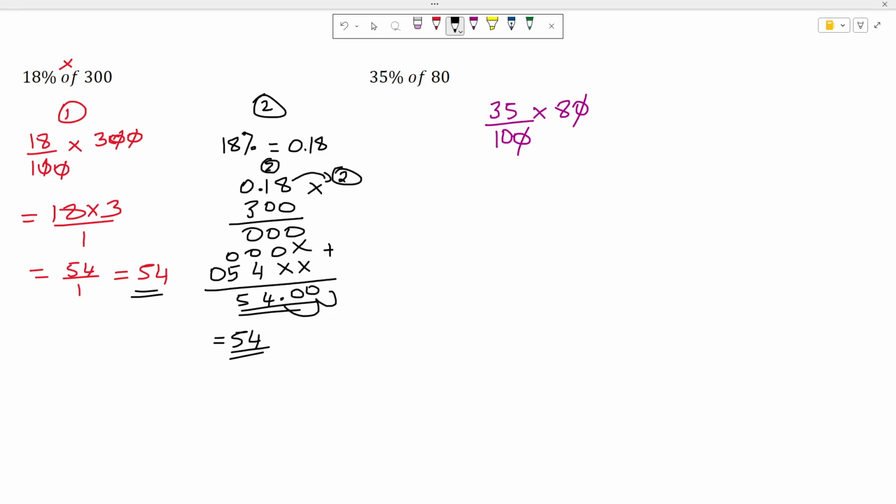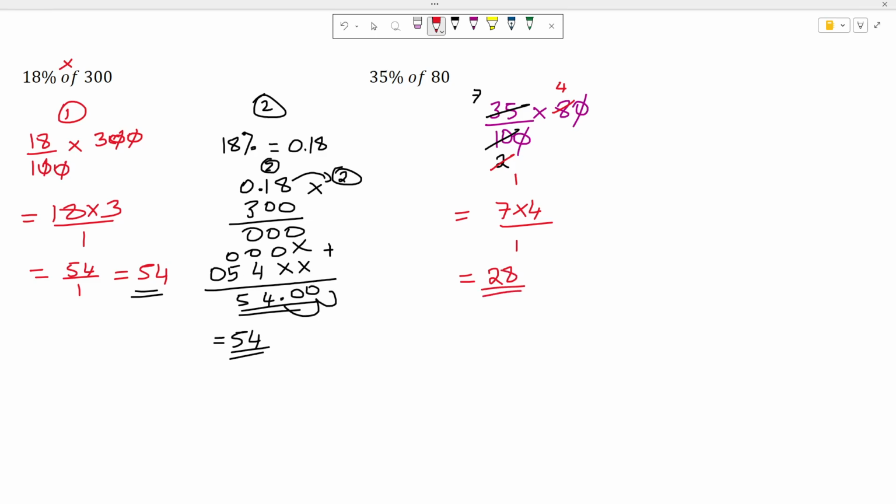Now I'm going to simplify 35 and 10 with 5. Now 10 divided by 5 is going to give us 2 and 35 divided by 5 is going to give us 7, right guys? Now again, if you take a look at it, we see that 2 and 8 can simplify again. Now let me change 2 to 1 and then 8 is going to be changed to 4, right guys? So what do we have here? We have 7 times 4 over 1, which is equal to 28.